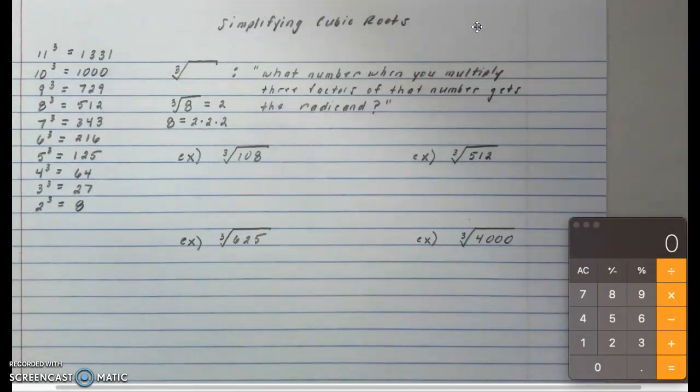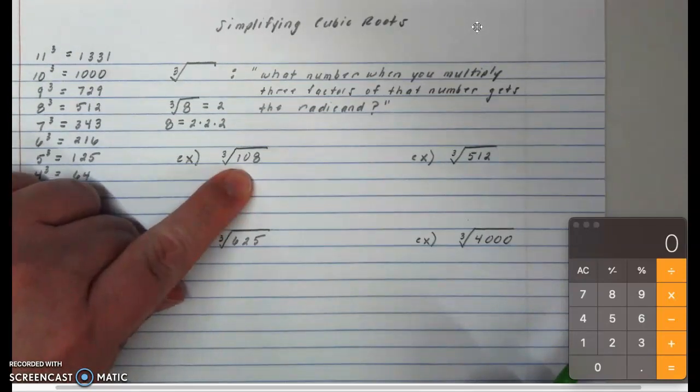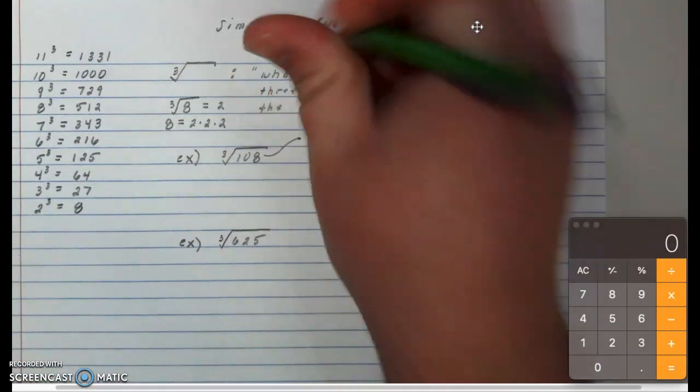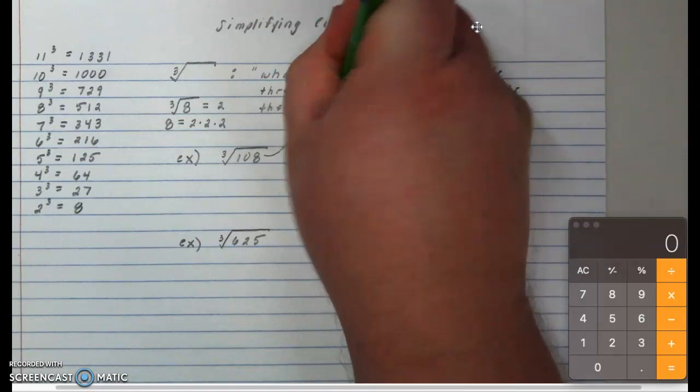Okay, so it's different than square roots because in square roots we asked ourselves what number times itself is that number. This time it's what number times itself three times gets that number. But the good news is that the method is just the same. So I listed some perfect cubes here, and our goal is to try to find what will be a factor of the number that's inside the root, which, if you don't recall, is called the radicand.